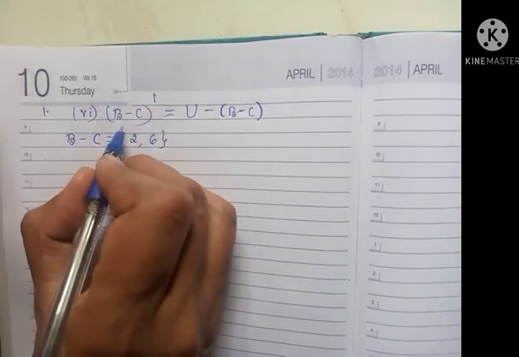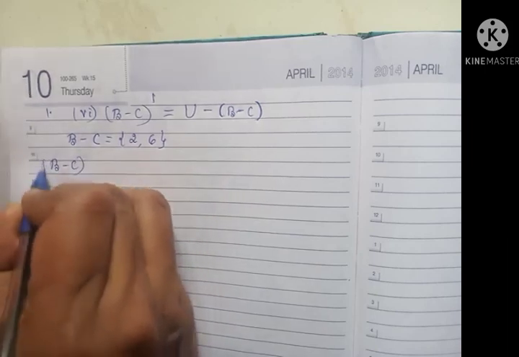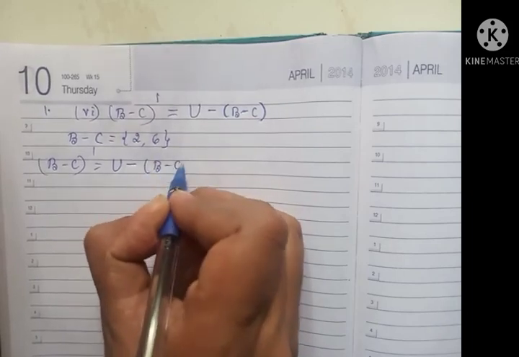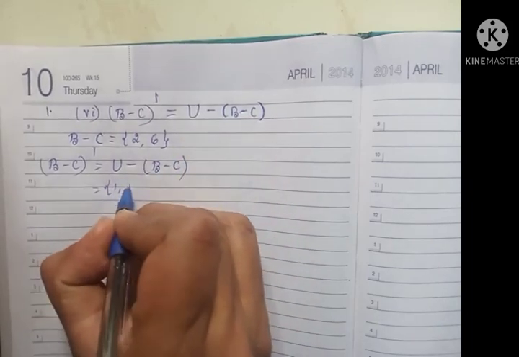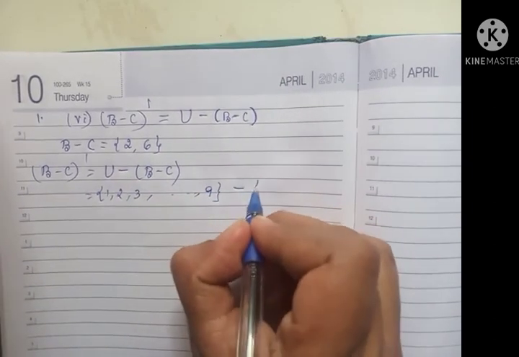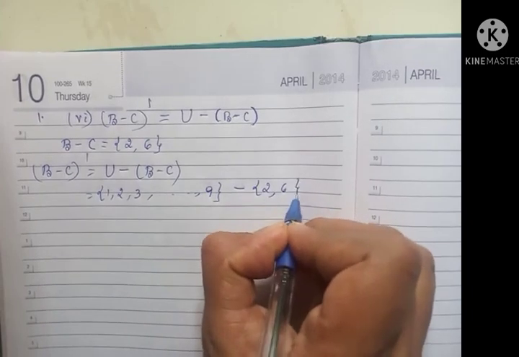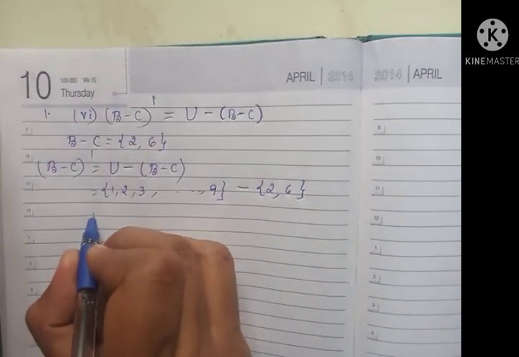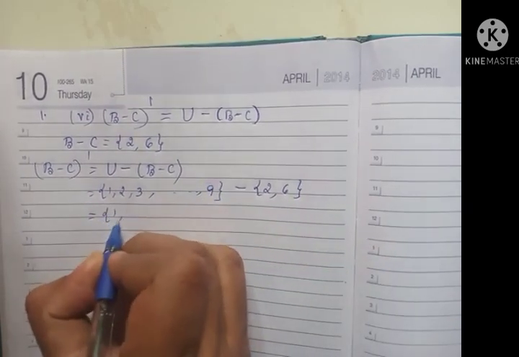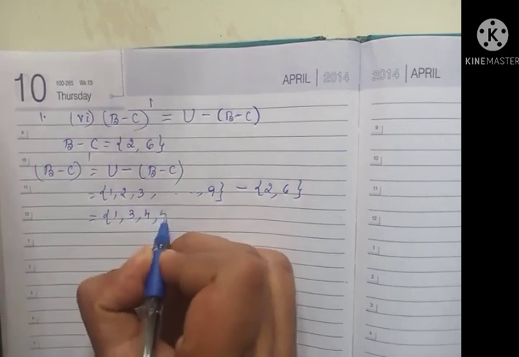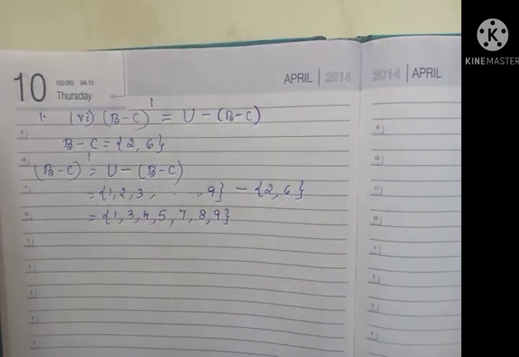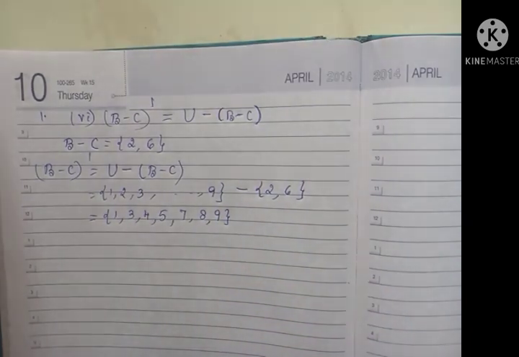So B minus C complement is nothing but U minus B minus C. So the universal set, you know, is 1, 2, 3 up to 9 and B minus C is 2, 6. Therefore, except 2, 6, you can write all the elements of U, that is 1, 3, 4, 5, 7, 8, 9. So these are the complements.